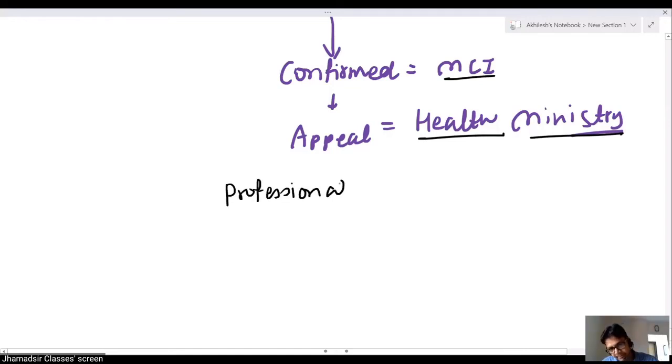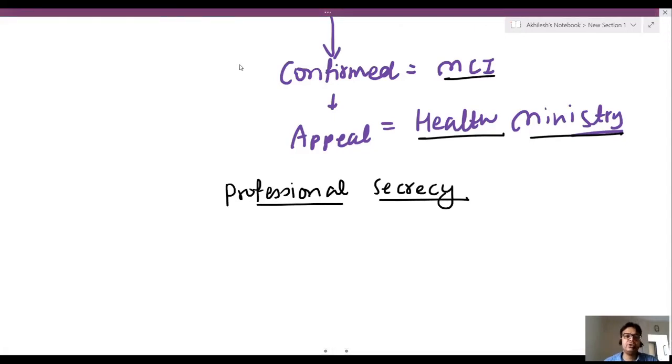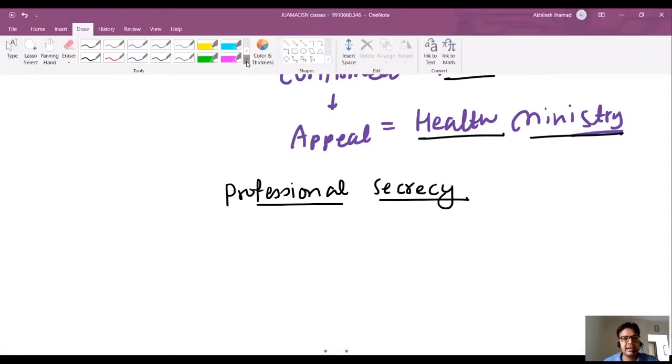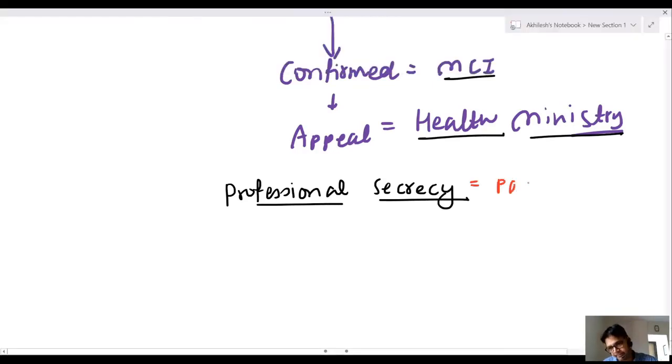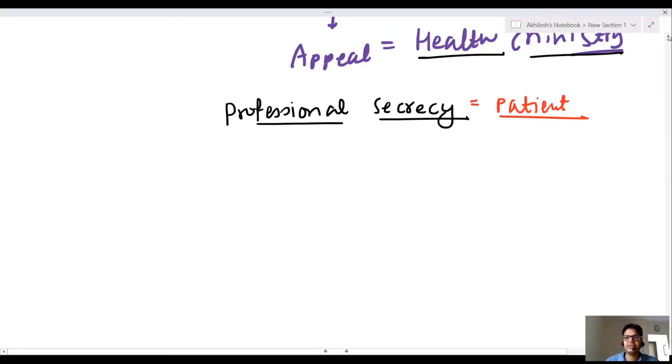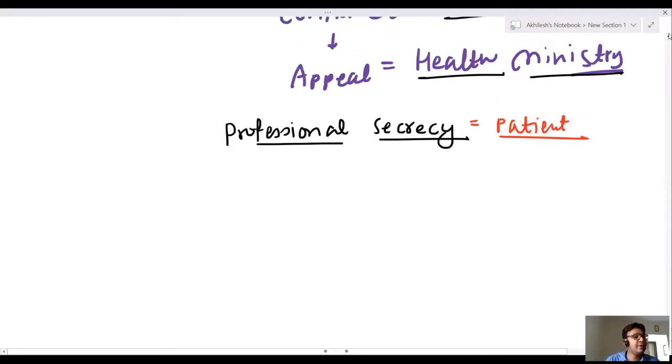Now, sir, there's a word that comes: professional secrecy. What is professional secrecy? A doctor should maintain the secret of the patient. The secret of the patient should not be disclosed to anyone. This is known as professional secrecy. Not to be disclosed to anyone. But sir, there are some exceptions. What are these exceptions known as?